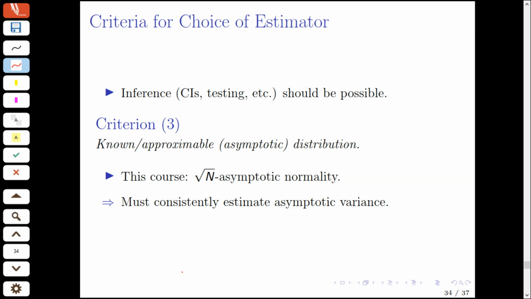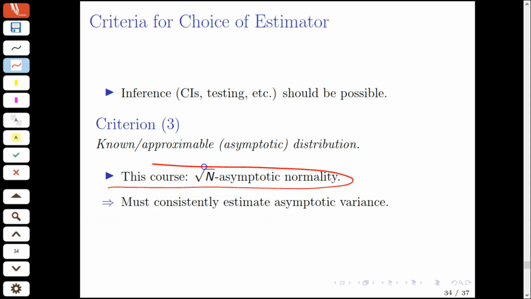We would also like to conduct inference using our estimator. That is, our estimation method should facilitate calculation of confidence intervals or test statistics or whatnot. For this reason, we look at a third criterion, which states that the estimator should ideally have a known type of distribution, possibly asymptotic distribution. And this distribution should be approximable in some sense. That is, even if it's not known, we should be able to approximate it.